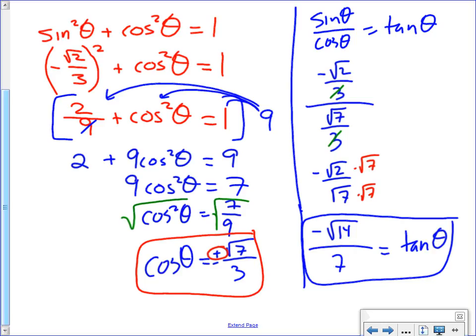Now, again, you could have gone back and drawn out the picture. If that is your favorite way to do it, do it. I'm just trying to give you another option. Okay? So let's take a look at the last one.